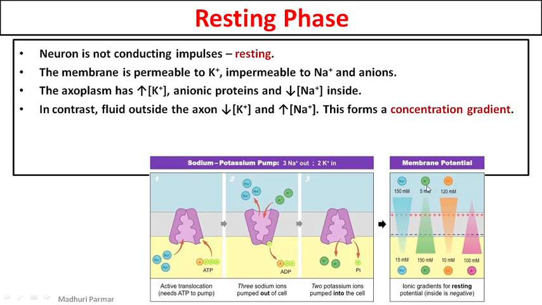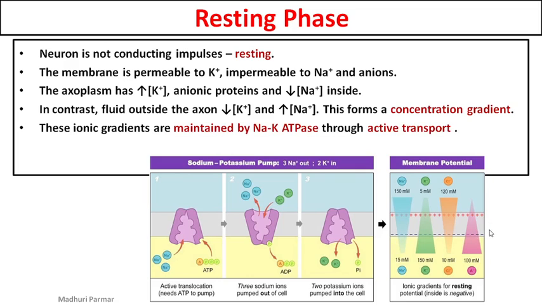And anionic proteins, A minus, is also again higher inside and lower outside. Because of this, the outside of the membrane is positively charged and the inside of the membrane is negatively charged. These ionic gradients are maintained by sodium potassium ATPase through active transport.